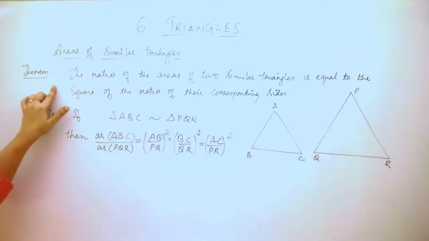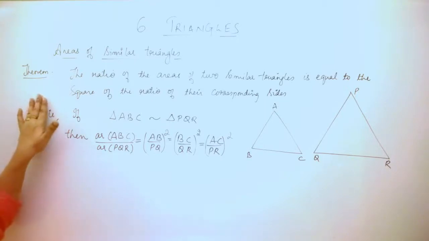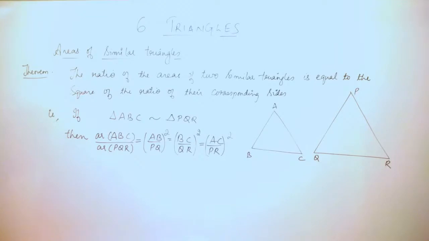The theorem says that the ratio of the areas of two similar triangles is equal to the square of the ratio of their corresponding sides. This theorem is of immense use. That is, if you are given the area of similar triangles, you can find out one of the sides if it is not given, or else if the sides are known to you, you can find out the area of one of the triangles using this theorem.